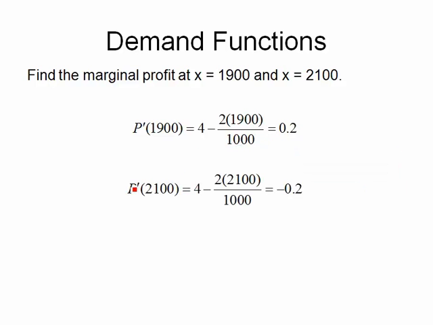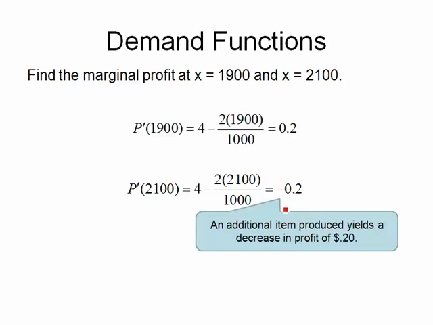If I look at P prime of 2,100, now I get 4 minus 2 times 2,100 over 1,000. And 2 times 2,100 over 1,000 is 4.2. So 4 minus 4.2 gives me minus 0.2. This means that an additional item produced will yield a decrease, because of the negative sign, in profit of 20 cents.